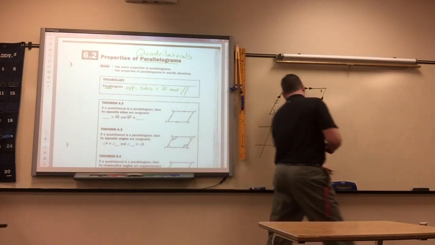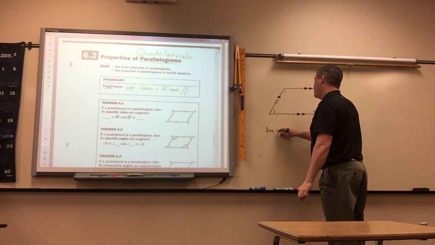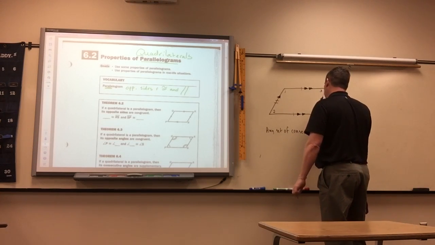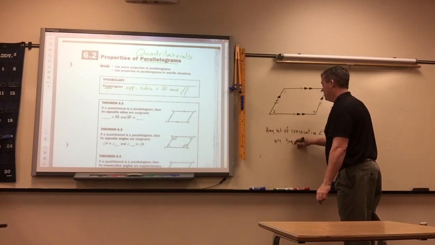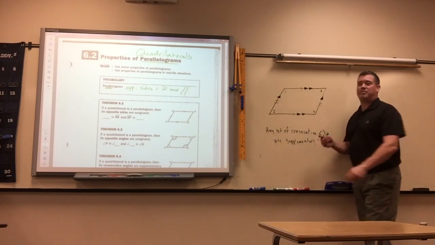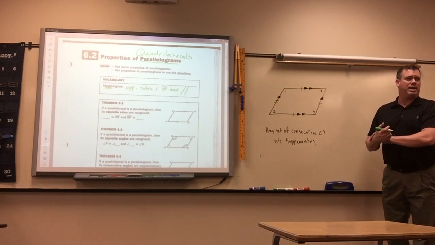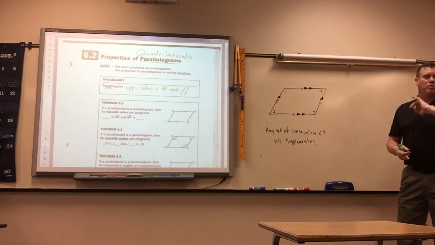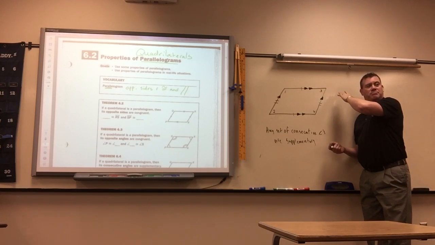So, consecutive angles, any set of consecutive angles are supplementary. Consecutive means in a row. So if you pick any two angles in a row in a parallelogram, they'll always add up to 180. These two, these two, these two, these two, whichever two that are in a row. So if you know one of the angles, you can figure out all the other angles, right?